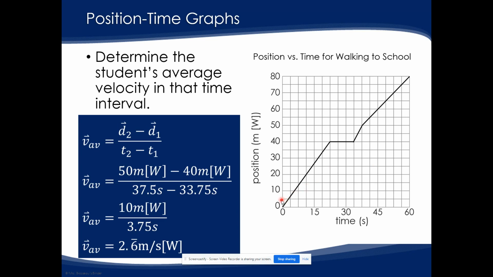Now, if we're going to determine the average velocity in that time interval, we're going to take a look at our change in distance over our change in time, which is the same thing as our rise over run. So we go from our D2 is 50, our D1 is 40. And then they gave us our time interval, which starts at 33.75 and moved over to 37.5. So when we calculate it and simplify it down, we get 2.6 meters per second west, because our velocity is a vector, so we need to make sure we include the direction that they are heading.